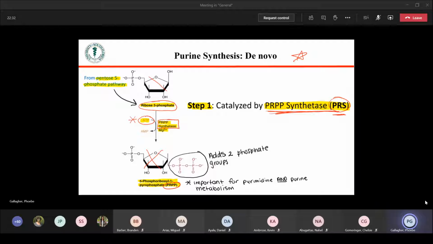Don't worry about the structure, that's not important. So what's going on here is that you're just adding 2 phosphate groups to the ribose 5-phosphate and then turning it into PRPP, which is a super important molecule for both pyrimidine and purine metabolism. And it'll come back when we talk about the pyrimidines.